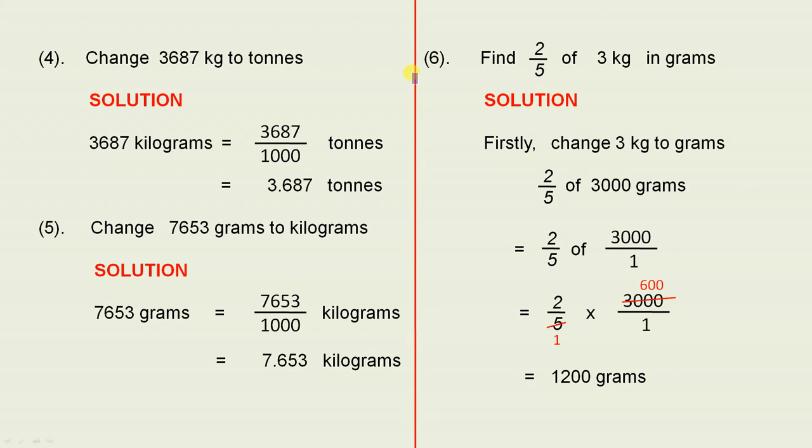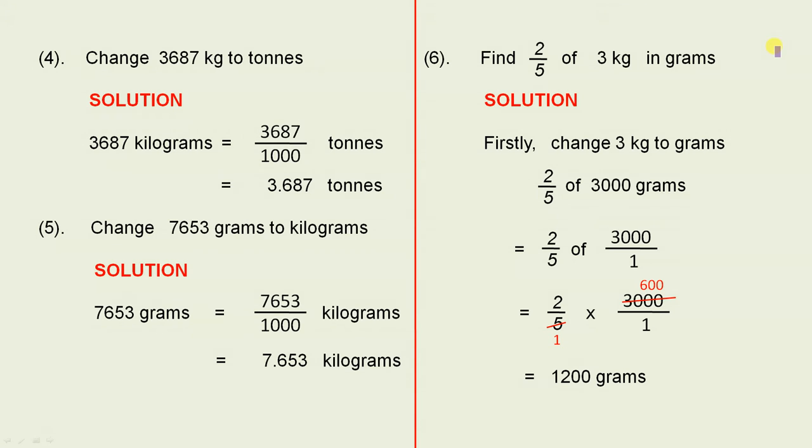Change 3,687 kilograms to tons. Solution. 3,687 kilograms equals 3,687 over 1,000 tons, which is 3.687 tons. Change 7,653 grams to kilograms. Solution. 7,653 grams equals 7,653 over 1,000 kilograms, which is 7.653 kilograms.